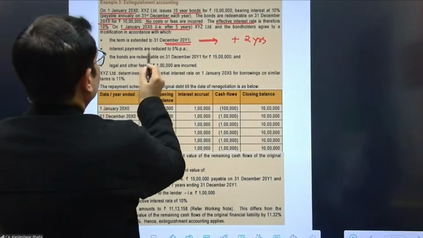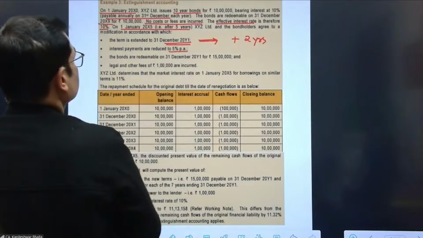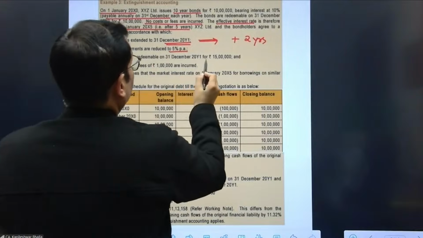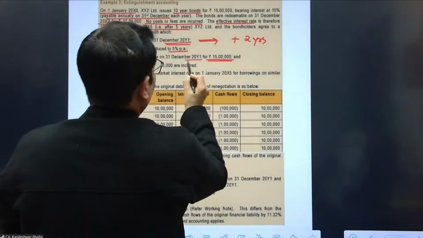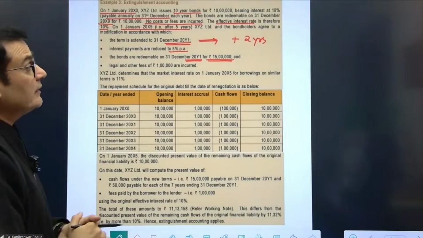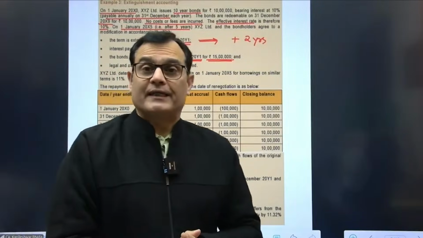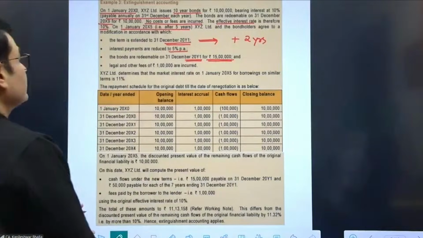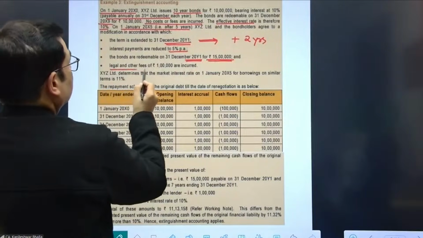Then it says the interest payments are reduced to 5% and the bonds are redeemable now at 15 lakhs on December Y1. So the interest rate stands reduced, and the principal redemption instead of 10 lakhs is being changed to 15 lakhs. And then it says the legal and other fees are incurred.